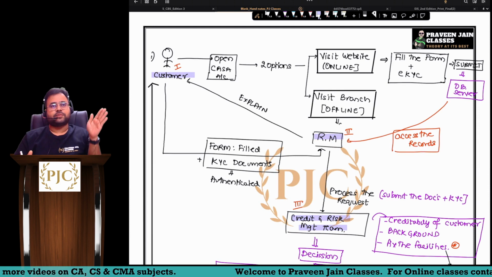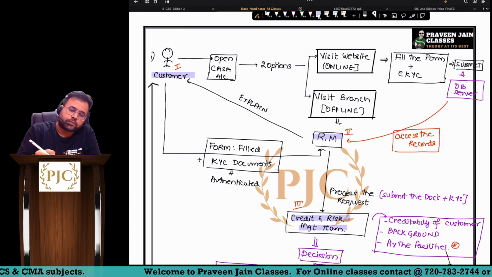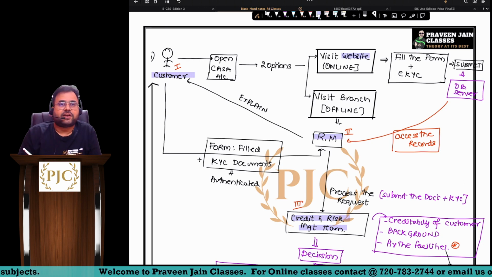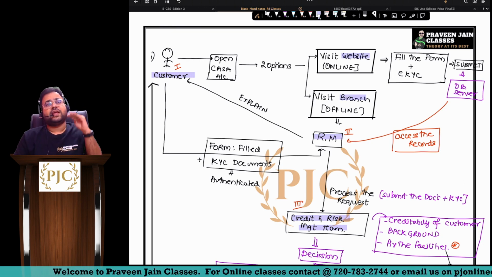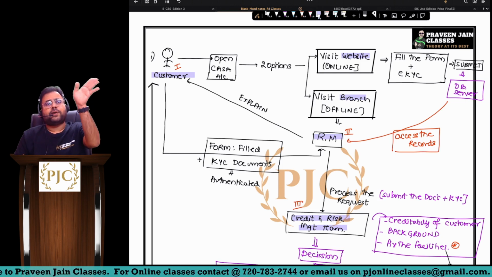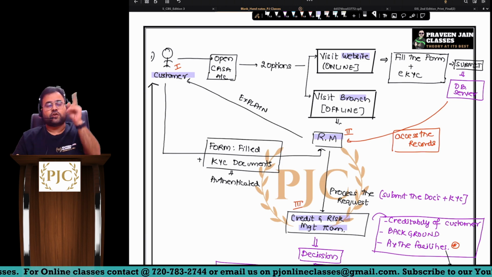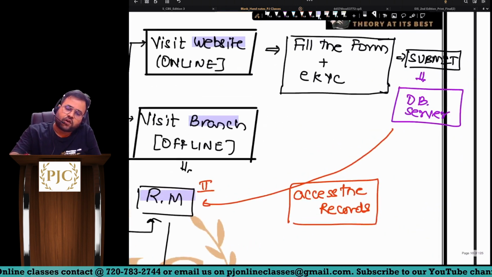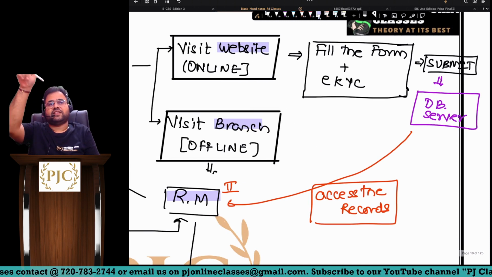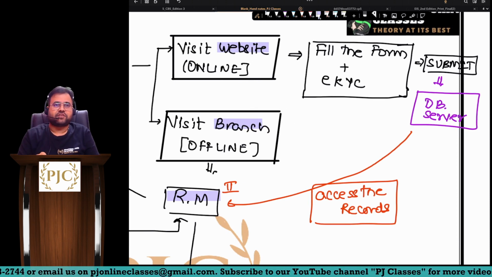So first, customer, sir. The customer wants to open a CASA account, sir. So he has 2 options. What are the 2 options? Either he can visit the website or he can visit the branch. Meaning I can open my bank account online or through the branch, sir. If I open my bank account online, obviously I will fill the form and submit eKYC documents online only, sir. So whatever documents I am submitting online, obviously that is going to be stored in the database server of the bank, sir.